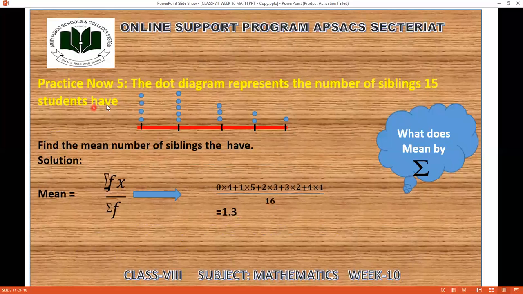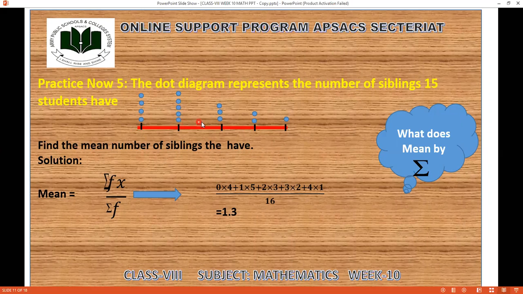Here we are having practice now, 15. You can see that a diagram is shown over here, that is a dot diagram. The dot diagram represents the number of siblings of 15 students. Here we are having the dot diagram, so find the number of siblings they have. In the dot diagram, dots are mentioned over here. These are 0, 1, 2, 3 and 4. We have 0 to 4 points.